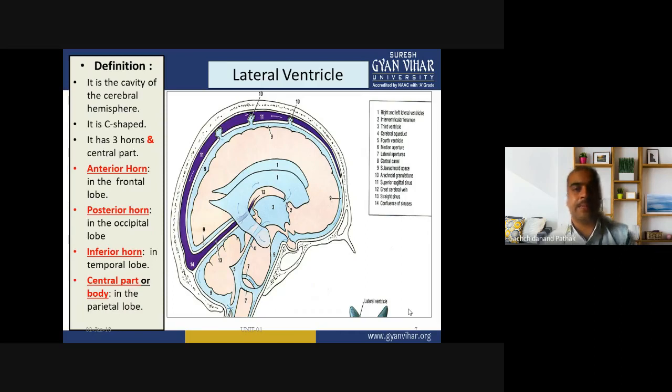It is C-shaped. We are talking about the lateral ventricle. The anterior horn will be present in the frontal lobe, the front side, while the posterior horn will be present in the back, so it is the occipital. Its name is given by position: anterior means front side, so it is frontal. The posterior horn is present in the back side, so it is the occipital. Then the inferior horn is in the temporal lobe, and the central part is present in the parietal lobe.